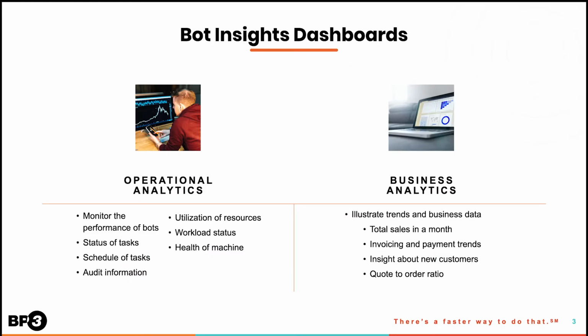Bot Insights dashboards fall into two categories: operational analytics and business analytics. You can use operational analytics to monitor the performance of bots, the status of tasks, the schedule of tasks, audit information, utilization of resources, workload status, and the health of the machine on which the bots are running. Business analytics dashboards can illustrate the trends in the business data that bots come across. This could include total sales in a month, invoicing and payment trends, insight about new customers, or quote-to-order ratio.